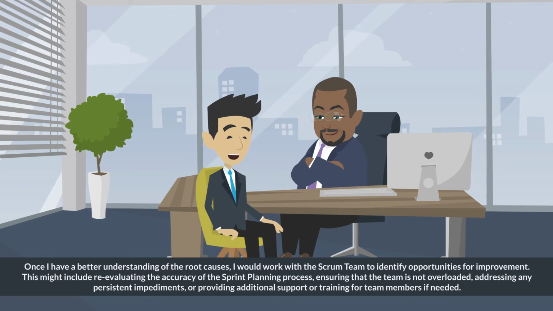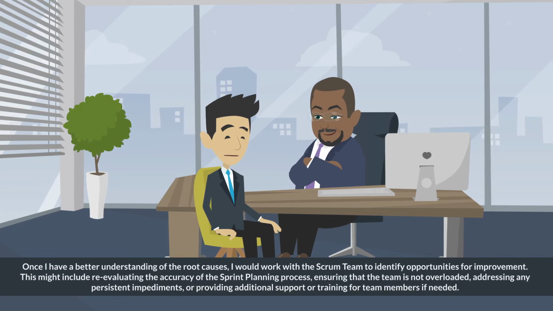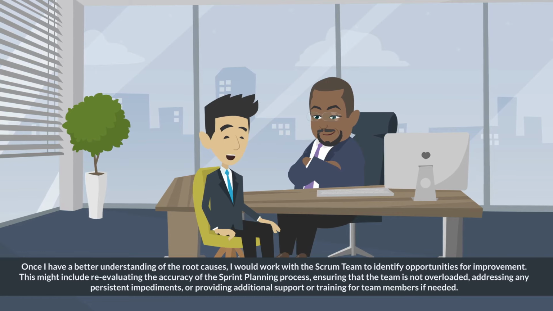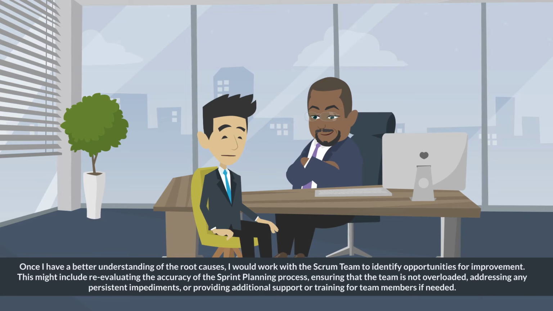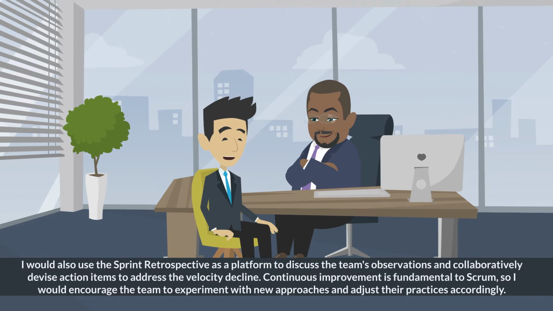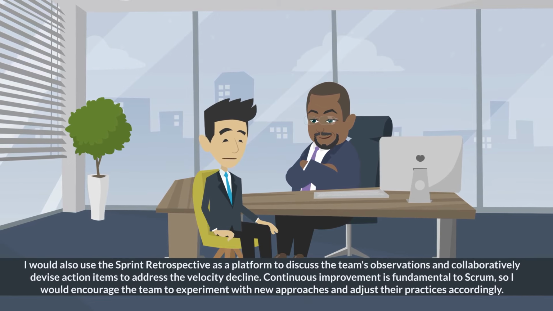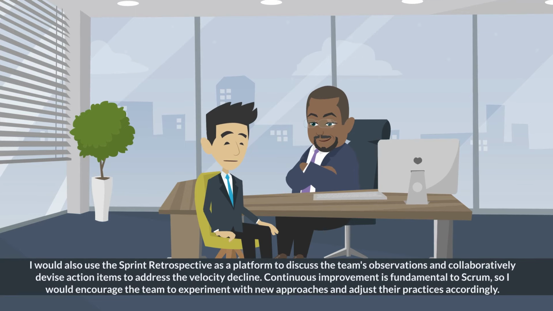This might include re-evaluating the accuracy of the sprint planning process, ensuring that the team is not overloaded, addressing any persistent impediments, or providing additional support or training for team members if needed. I would also use the sprint retrospective as a platform to discuss the team's observations and collaboratively devise action items to address the velocity decline.